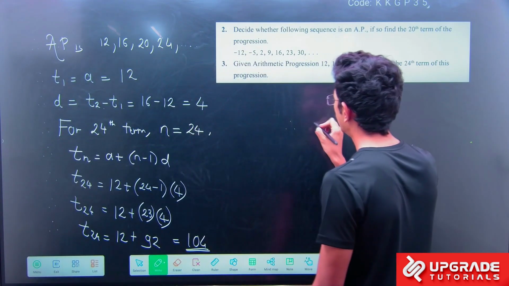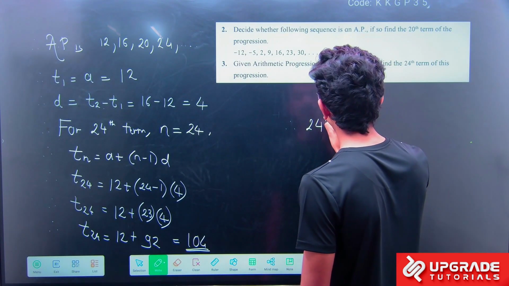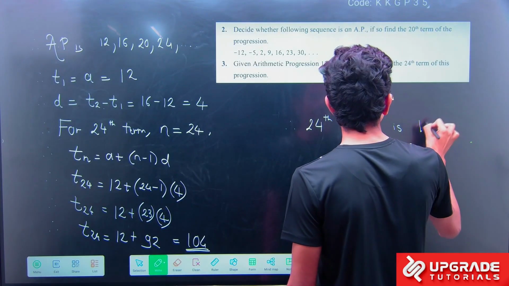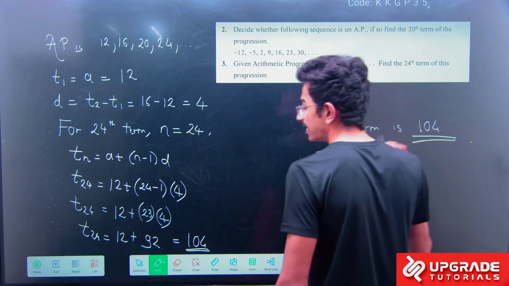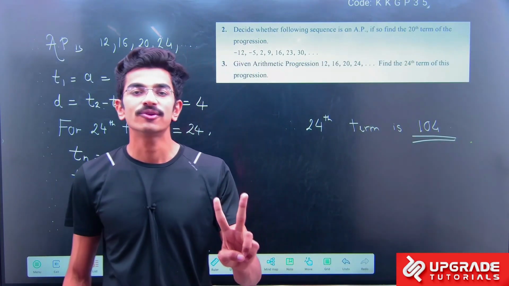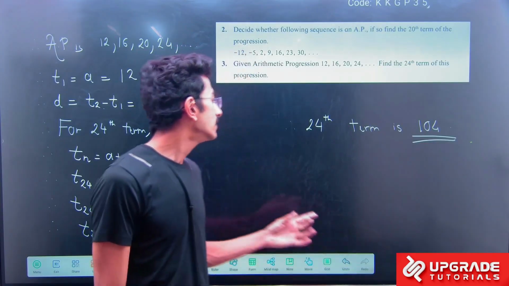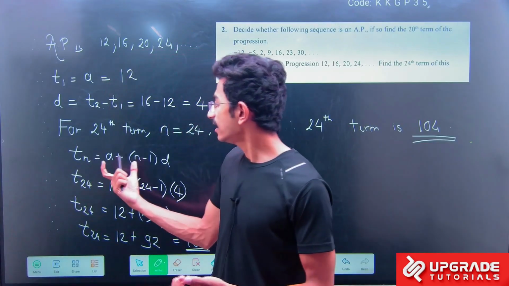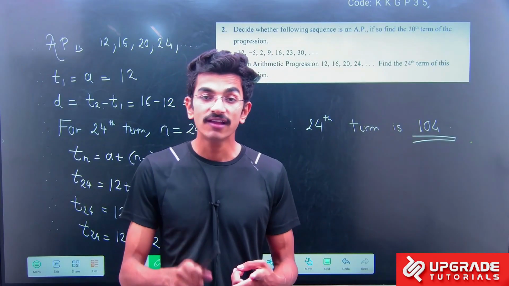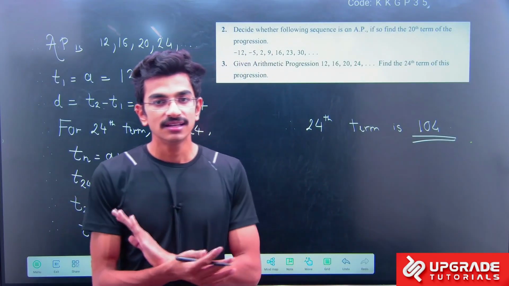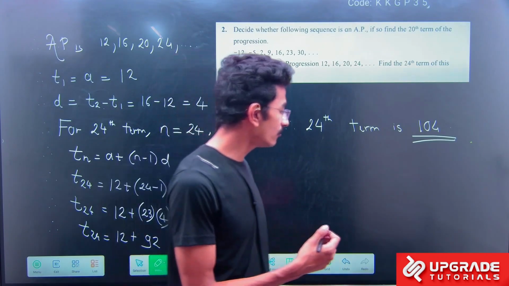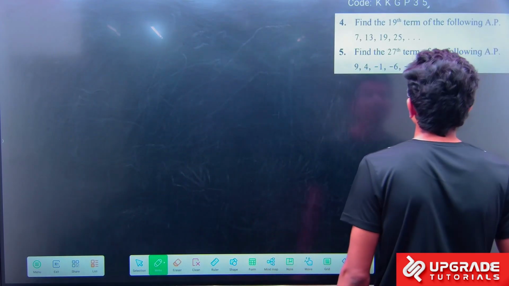Therefore, the 24th term is 104. Very easy? Yes. You have only two formulas in this whole chapter. One is for finding the value of Tn, the nth term, and the second is for finding the sum of these terms. Nothing else. Okay? So we'll now move on with our next slide.